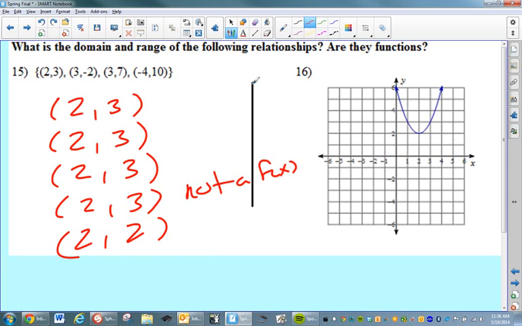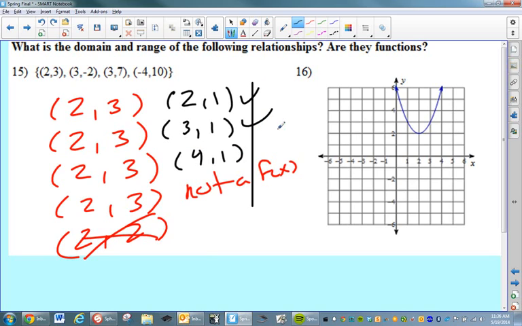Now, I can put, so this is not a function. I can put a 2 in and get a 1 out. I can put a 3 in and get a 1 out. I can put a 4 in and get a 1 out. Those are all functions. It's as soon as you have the same input, like we have here, with different outputs. That's when it becomes not a function.